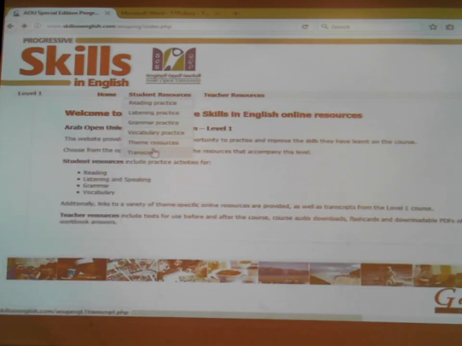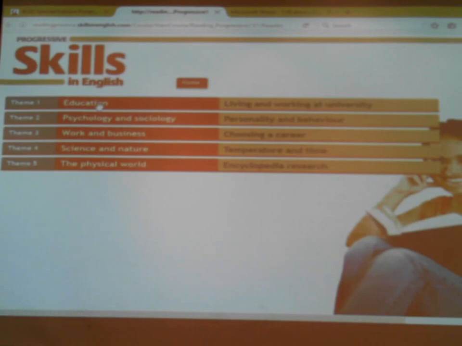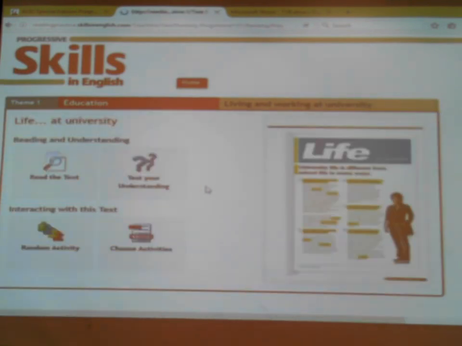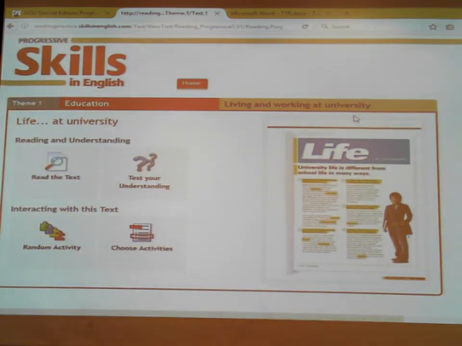All right. Reading practice. I'm trying other skills. Another browser? All right. Choose text. Read the text. Okay, so it needs a flash player. Again, this is the text that he's supposed to be working on.